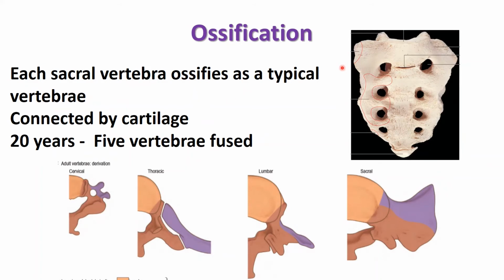Now the ossification. Each sacral vertebra ossifies as a typical vertebra, and they are connected to each other by a cartilage up to the age of 20 years. After that, these 5 sacral vertebrae fuse, and their line of fusion is represented by the transverse ridges on the pelvic surface. Here you can also see the incomplete fusion of the first and the second sacral vertebra.